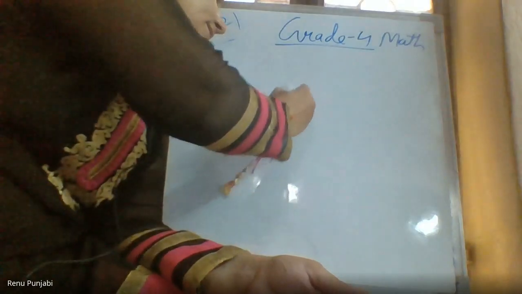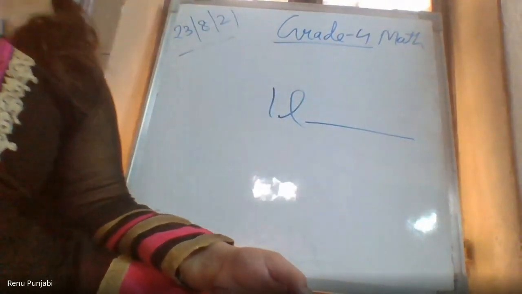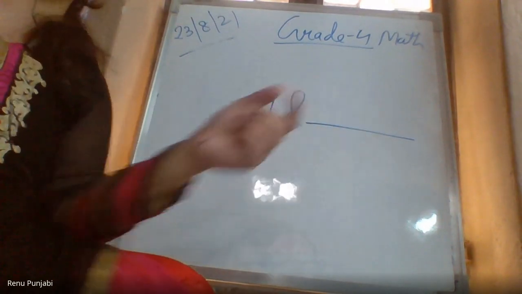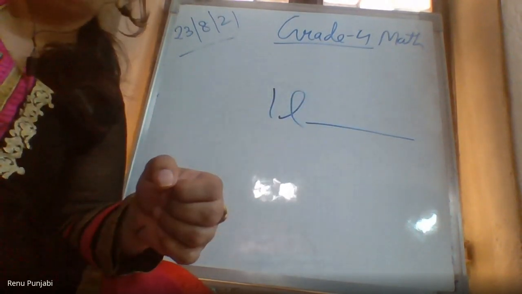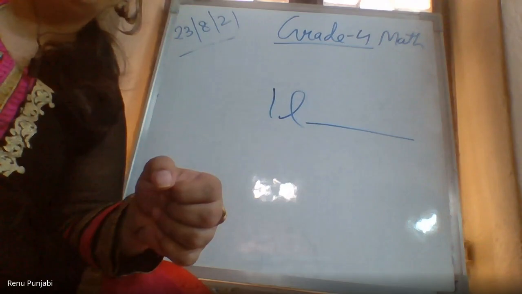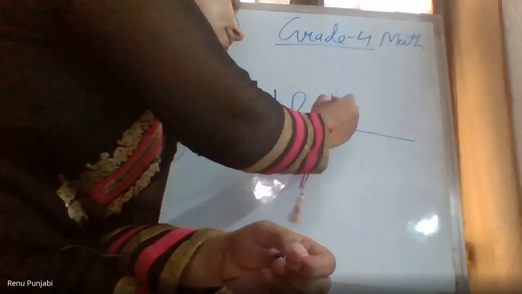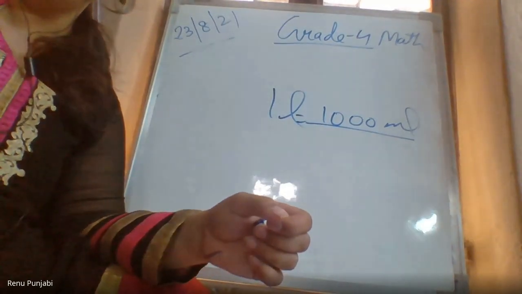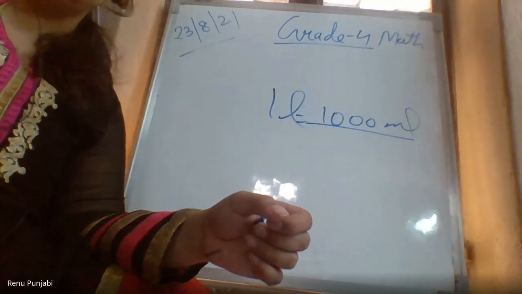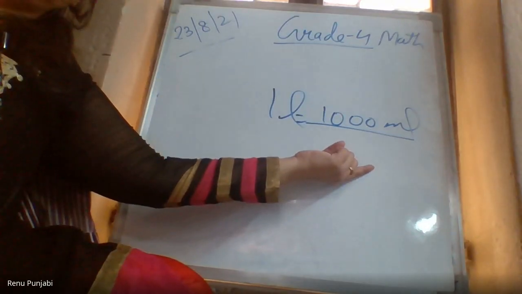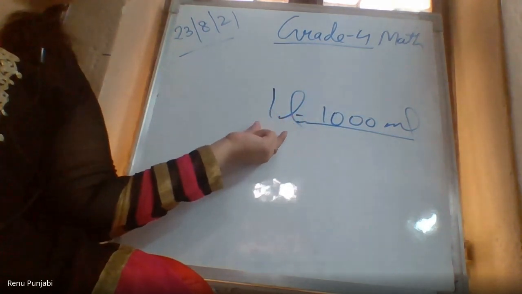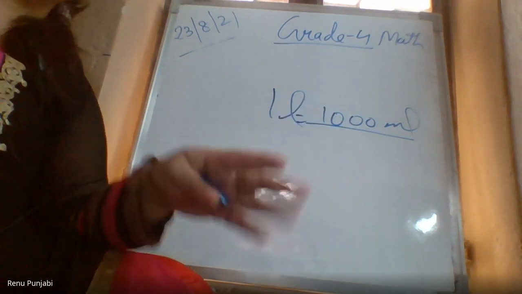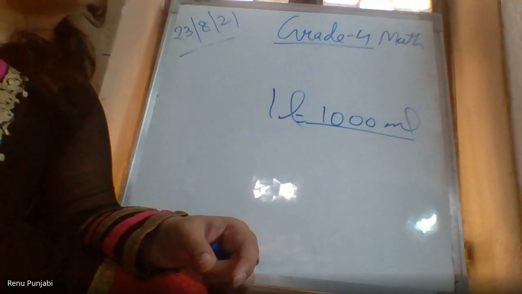1 liter, so you should always know that 1 liter is equal to how many milliliters? 1,000 milliliters. This is called the conversion. Conversion of a liter into the milliliter. So when you are converting liter into milliliter, you know that you have 1 liter equals 1000 milliliters.